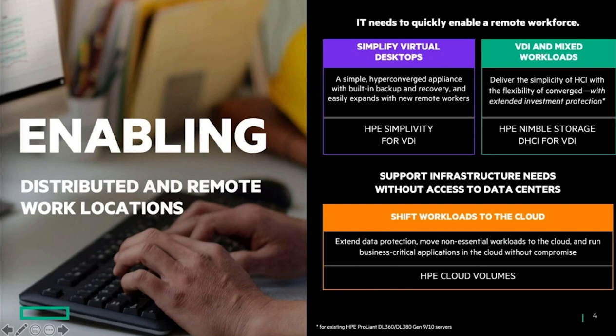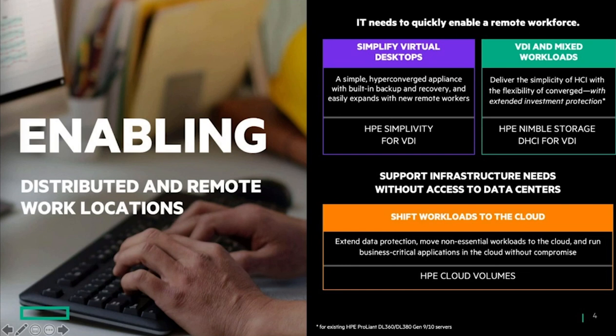HPE Nimble Storage dHCI enables virtual desktop support for high performance VDI and mixed workload needs. And it does so with the flexibility and simplicity of HCI, with the flexibility to independently scale compute and storage. It's fast and offers sub-millisecond latency for high performance desktop workers. It's highly resilient with 6 nines availability guaranteed, so you can consolidate more virtual desktops. It's highly efficient with up to 21x data reduction for VDI.